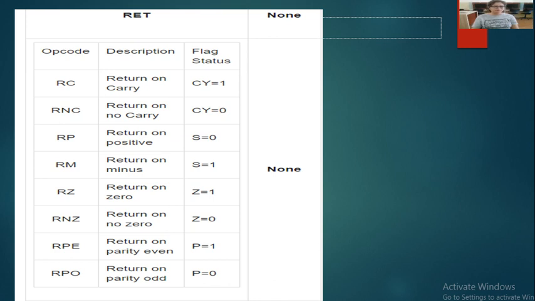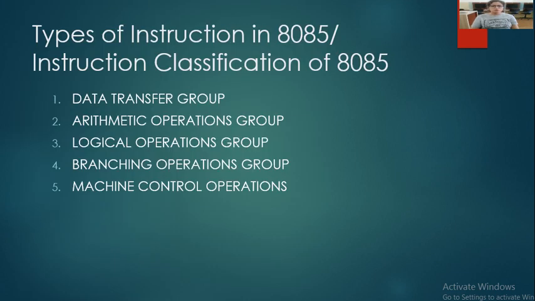So students, look at this. With this we have completed the first 4 groups of the instruction set of 8085. See students, in the second unit, that is instruction set of 8085, there are a total of 5 main groups which we have to study in detail. And with this, we have completed the first 4 instruction groups in detail. In the next lecture, we will start with the 5th category, machine control operations. So that's all for today.